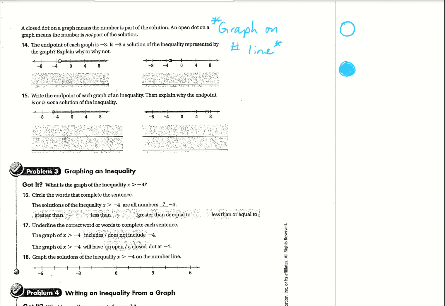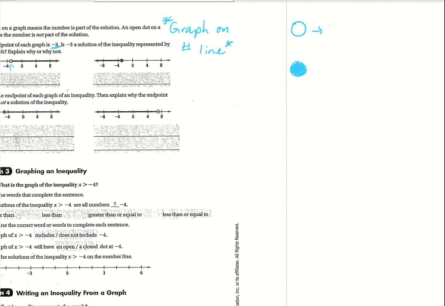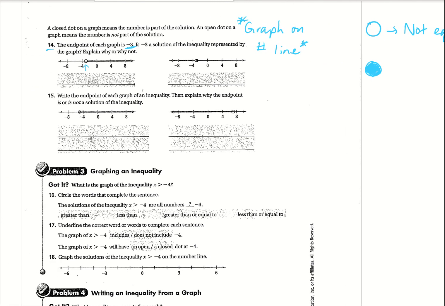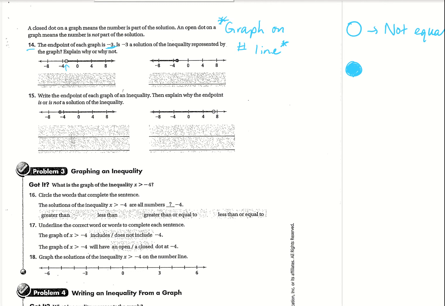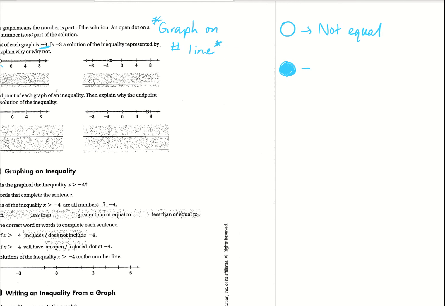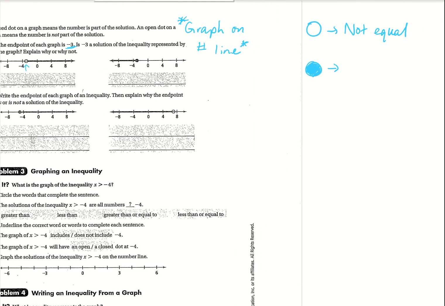So for example, on number 14 here, we have -3. Your circle should be at -3. That's where they put theirs. An open circle means it is not equal to the number it's at. So on 14 here, we have -3 is an open circle. That means it is not equal to -3. And then a closed circle, like we have here, will tell you that it is equal to -3 or whatever number you have graphed there.